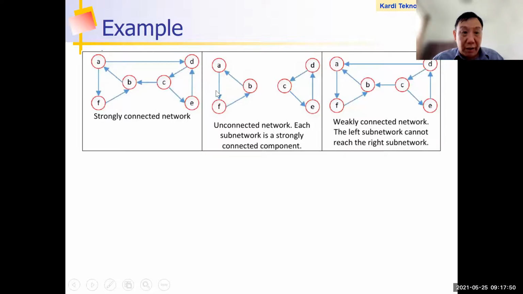Anyway, the strongly connected network is the network on the left, right? From any node, you can go anywhere. The unconnected network is the network in the middle. You see from A, you cannot go to D. There is no link. While the one in C, the one on the right, is called a weakly connected network. You can see that the network consists of 2 components here, the source component and the sink component, right?